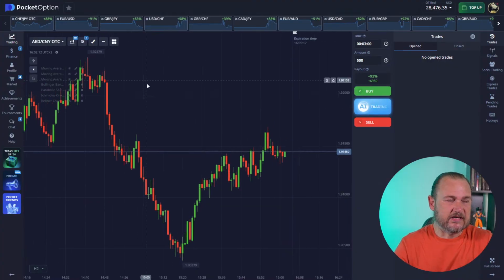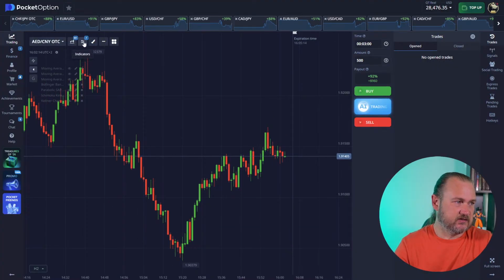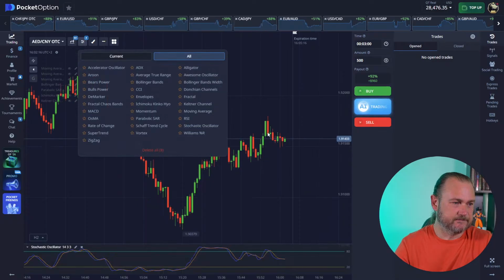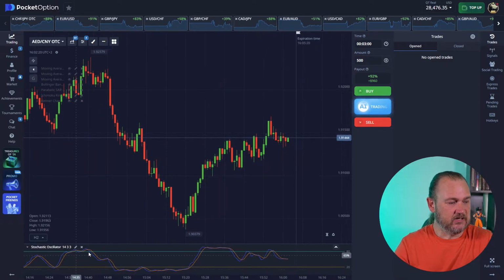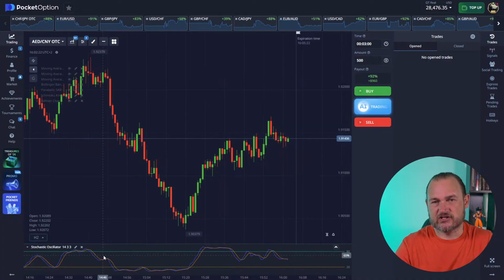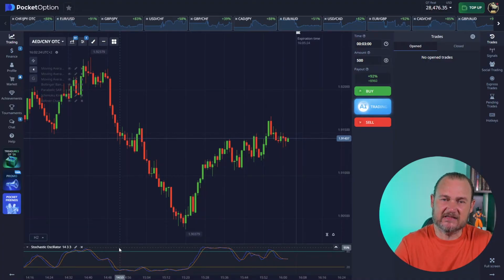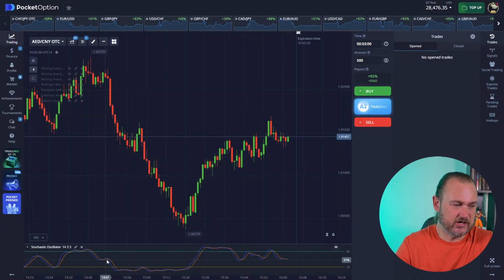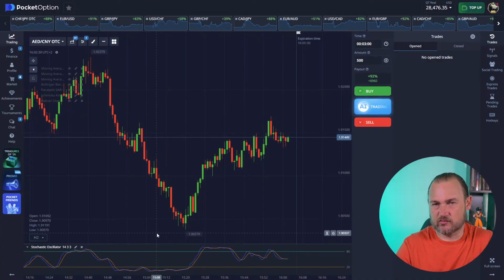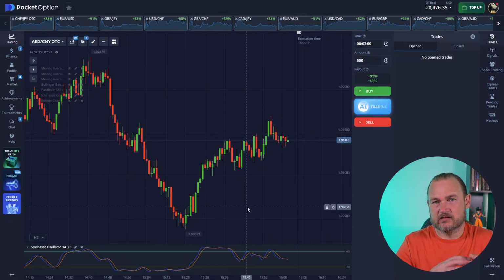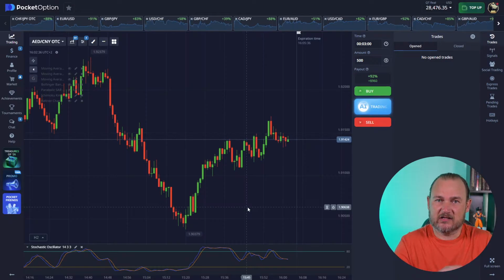We've got our chart, and we're going to add the stochastic oscillator to our chart. Okay, so there we go. That's the stochastic oscillator. It consists of a K line, which is usually blue, and a D line, which is usually red or orange. The K line is the raw data line, and the D line is a moving average of the K line.